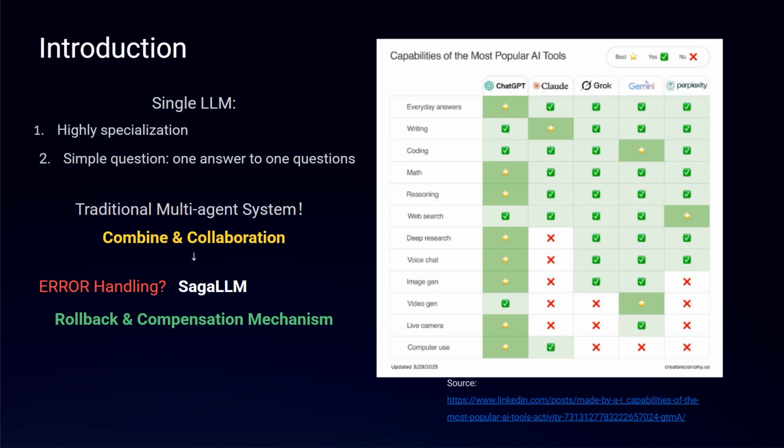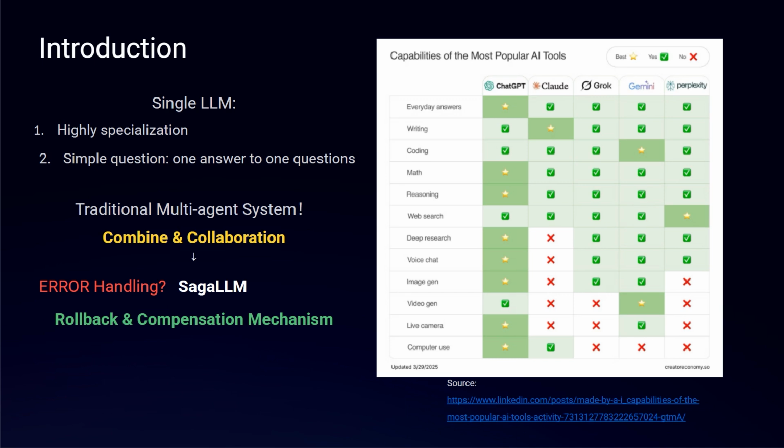We start from the single large language model. A single large language model has high specialization, generally speaking, and it can answer simple questions, which means one answer corresponds to one question and is really specific. Just like the capability evaluation of the most popular AI tools, as shown here, ChatGPT does almost everything well in this chart, but for Claude, there are still some fields where it cannot perform well.